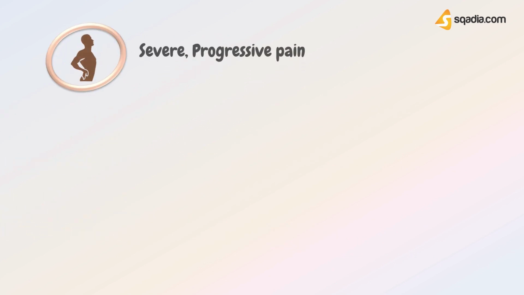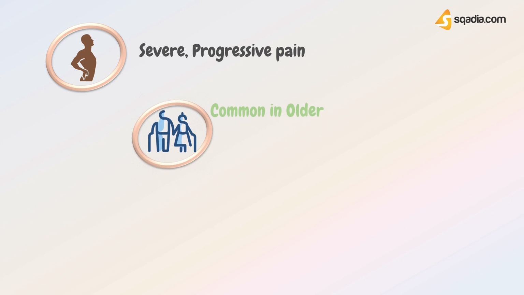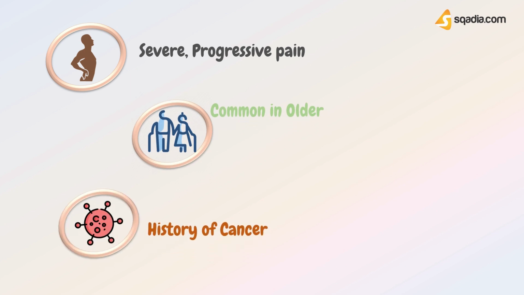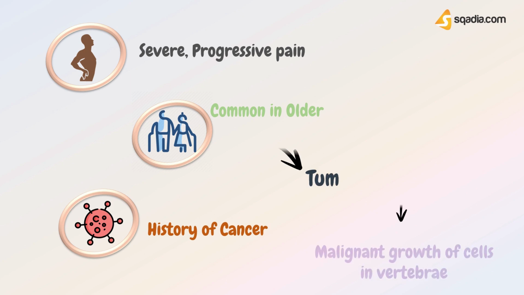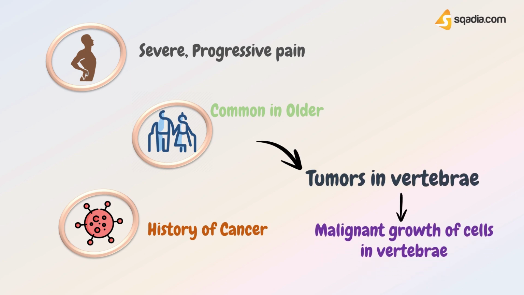And lastly, if the patient has severe, progressive pain, more common in older patients and people with a history of cancer, then this might be an indication that the patient has tumors in the vertebrae, which is defined as malignant and abnormal growth of cells in the vertebrae.